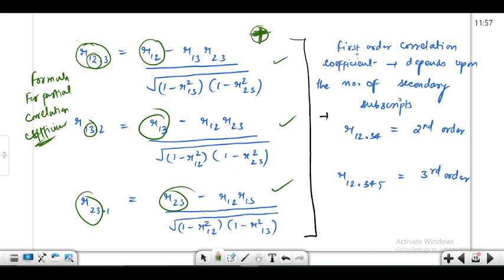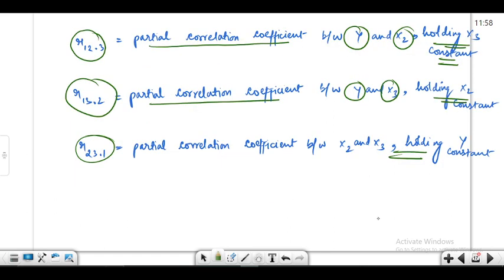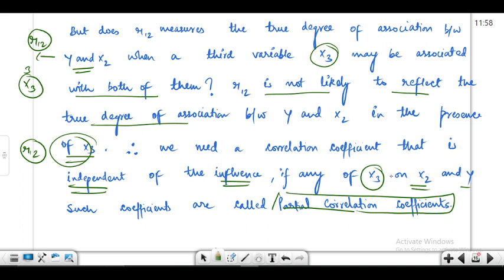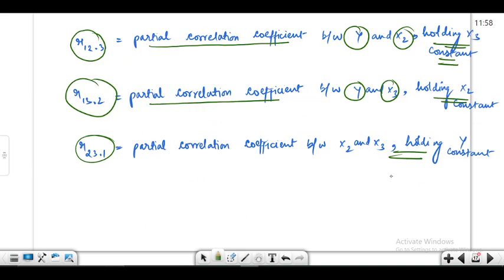So, first order correlation coefficient. These correlation coefficients are your first order correlation coefficients. Earlier we had seen that these were called your simple correlation coefficients, because they were just the correlation coefficient between two variables without taking into consideration the third variable, right?